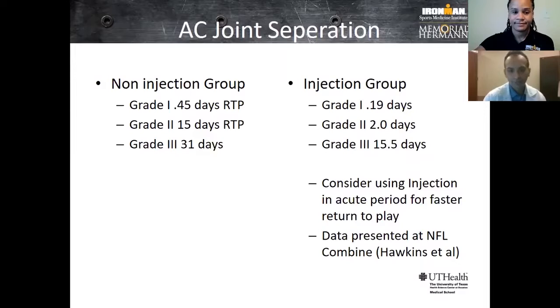I just wanted to throw this in there. This was a study looking at the data presented at the NFL Combine, looking at the non-injection group and injection group treated with acute AC joints. As you can see here, it's a significant difference that you can get the athlete back if they are willing to consider doing a corticosteroid injection into the shoulder, into the AC joint, just to return to play quicker if you have the collegiate athlete or professional athlete that's looking for that.